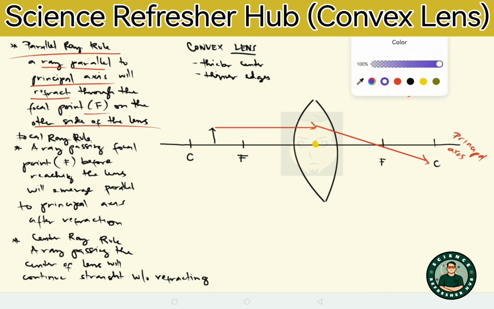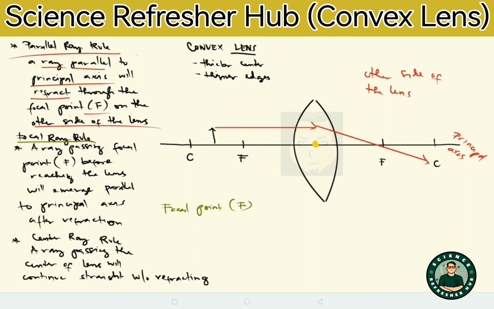Let's use another color. Let's have this like green or something, army green. Let's have the focal ray rule. The focal ray rule has something to do with the focal point F. If you see this part here in our lens, it means the focal point. That's the distance from the lens. Okay. All right. So what are we going to do here?